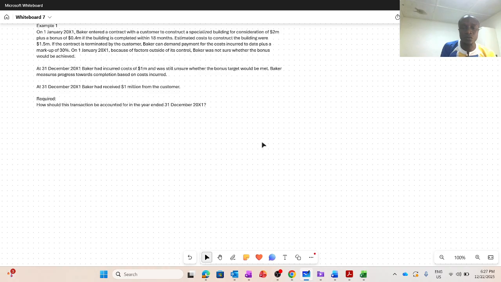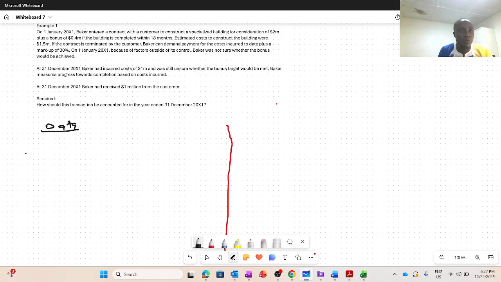Don't mind my handwriting. So now we are going to collect data. On 1st January 2021, the requirement stated: how should this transaction be accounted for in the year ended 31st December 2021?